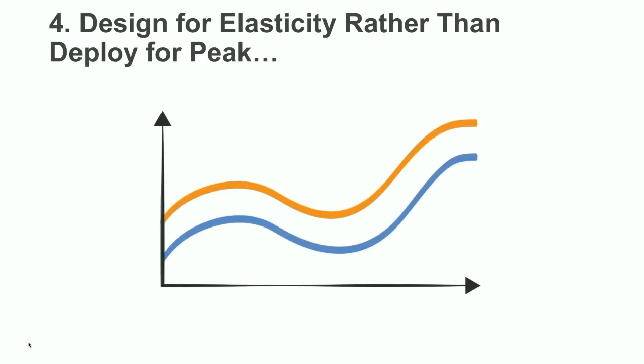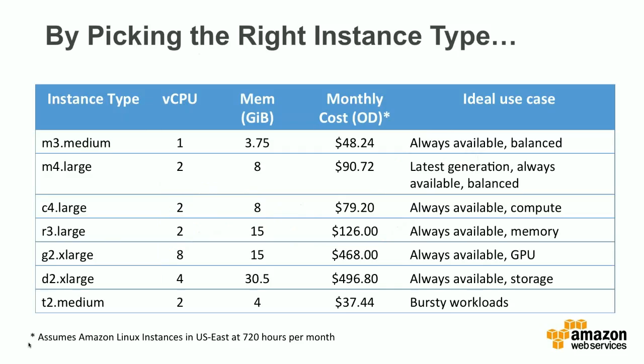And so you may have heard of features like auto-scaling, and auto-scaling is only one feature that you can use or employ to design for elasticity. And I'll get to auto-scaling in a moment. So the other option we have is simply picking the right instance type.